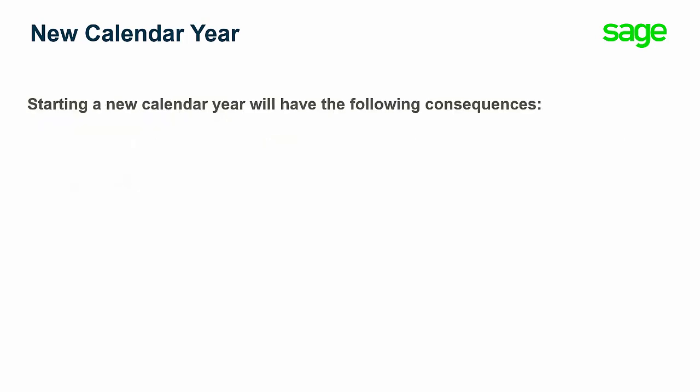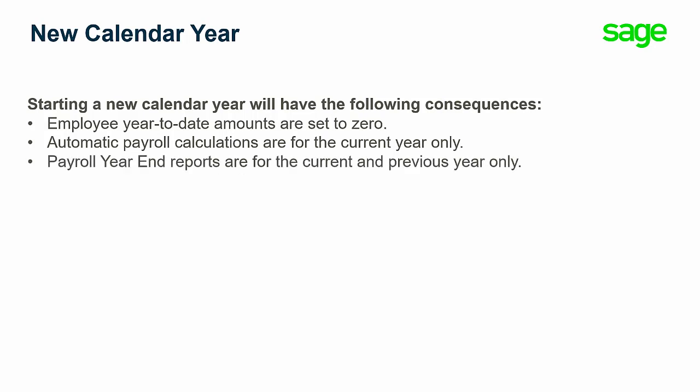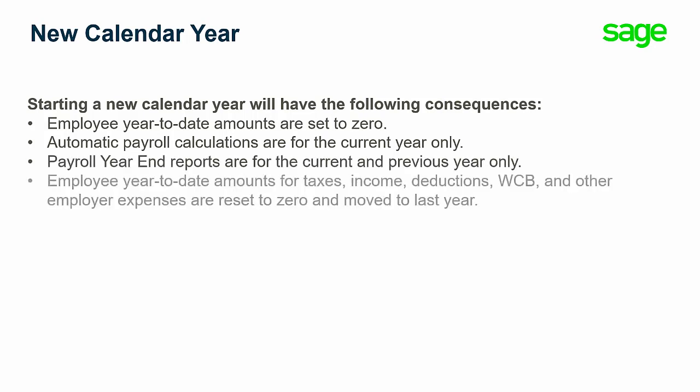Starting a new calendar year will have the following consequences. Employee year-to-date amounts are set to 0. Automatic payroll calculations are for the current year only, and payroll year-end reports are for the current and previous year only. When starting a new calendar year, the employee year-to-date amounts for taxes, income, deductions, WCB, and other employer expenses are reset to 0 and moved to last year.